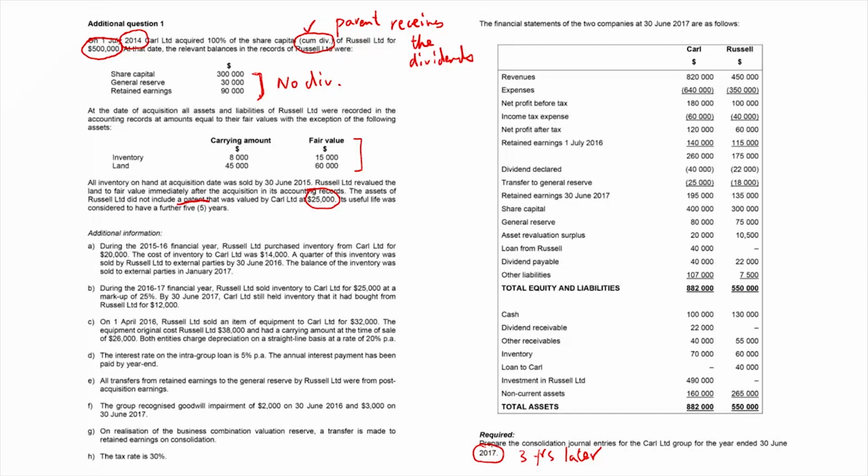What I mean by that is if you look at investment in Russell Limited on the balance sheet, you will notice that the amount is only $490,000, which is $10,000 less than the $500,000 that you have at the beginning. And the only reason that you have less is because you have received the pre-acquisition dividend from the subsidiary. So as a result, the $490,000 is the amount that you want to include in your acquisition analysis.